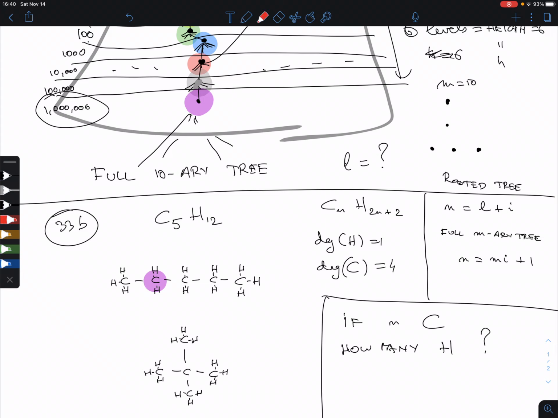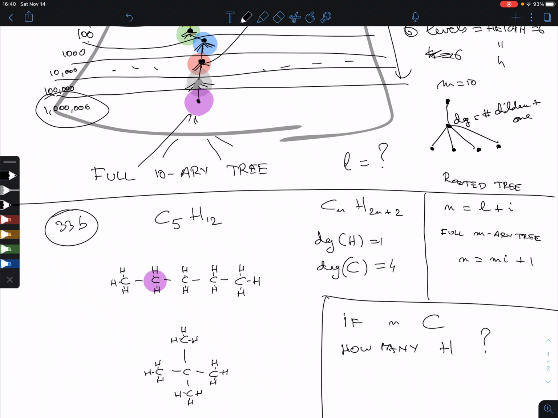So I'm looking at this guy, let me not circle this one. This one has one parent and then many children. So what is the degree? It is the number of children plus 1. So the degree is the number of children plus 1, because you also have a parent.